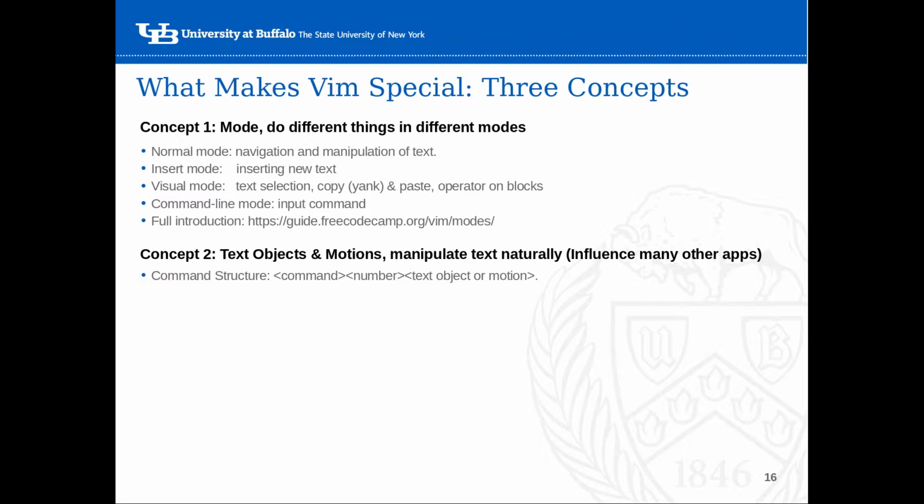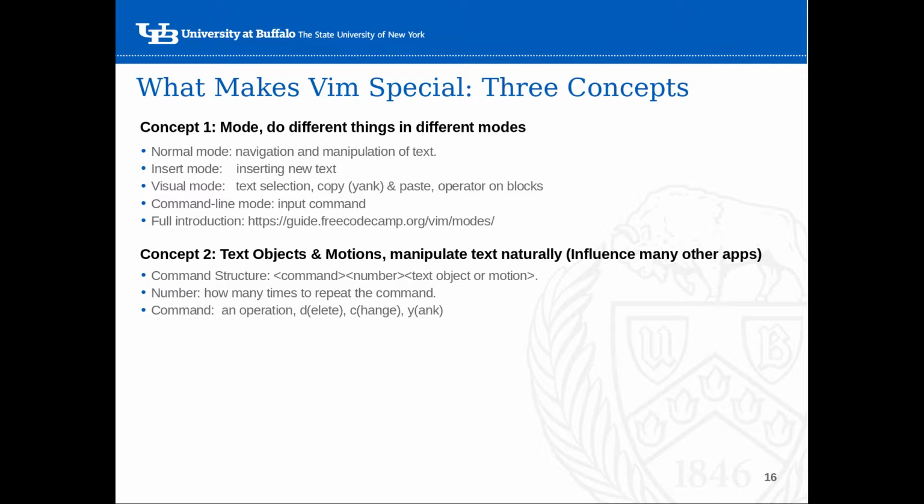So this is the structure of the command. First you have a command, which means the operation you want to do, right? The second one is a number, the third one is a text object or motion. So let's dissect each part of that. The number means how many times you want to repeat this command, right? And the command is, like I said, an operation.